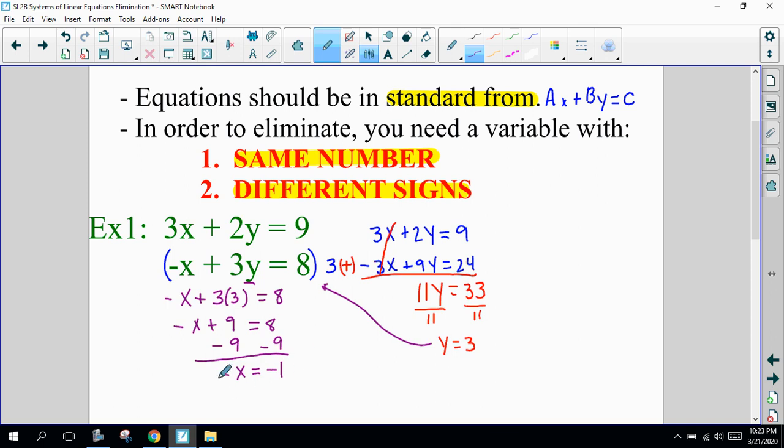Well, we don't want the negative in front. We've talked about this before. You can divide by negative 1, and dividing each side of your equal sign by negative 1 is just simply going to switch your signs. So when you divide by the negative 1, x is equal to a positive 1, and your final answer is the ordered pair of x is 1, and the y value is 3.